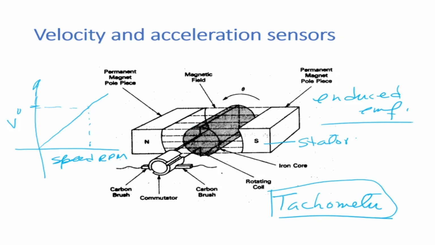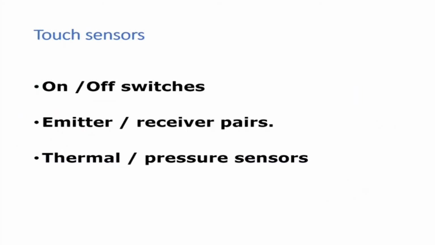A DC motor can be used as an actuator, or it can be used as a sensor. Now, the other kinds of sensors that are used are on-off switches, emitter-receiver pairs, and thermal pressure sensors. On-off switches are like the light switches that we have. If it is pressed, it is on, and if it is not pressed, it is off.